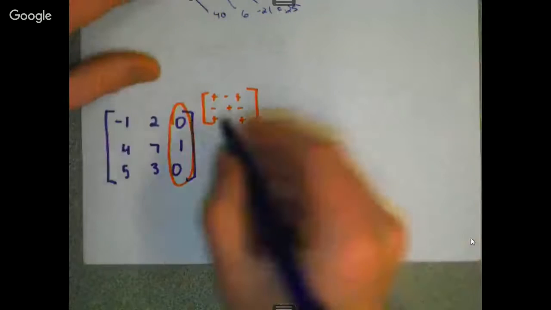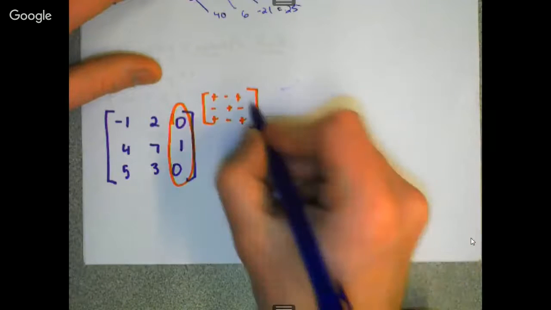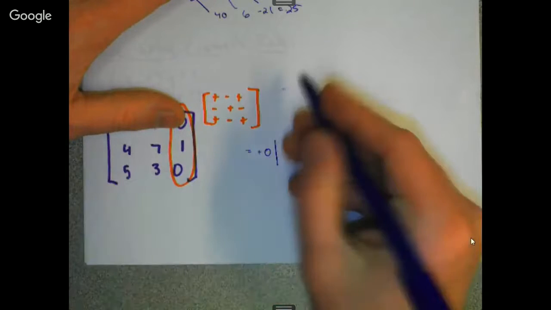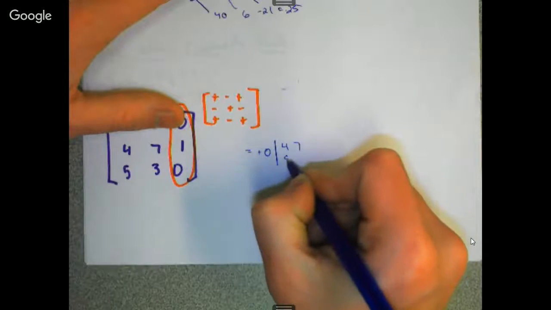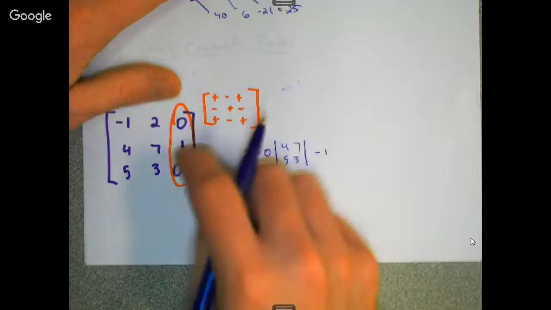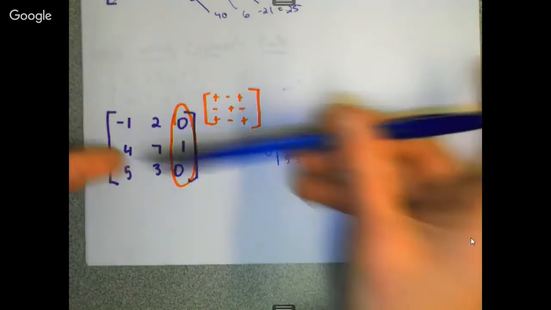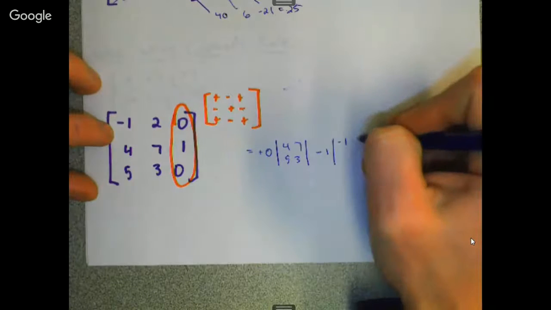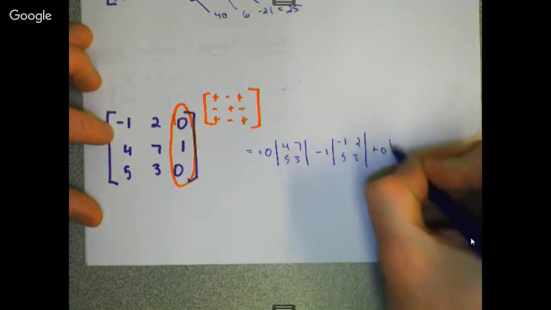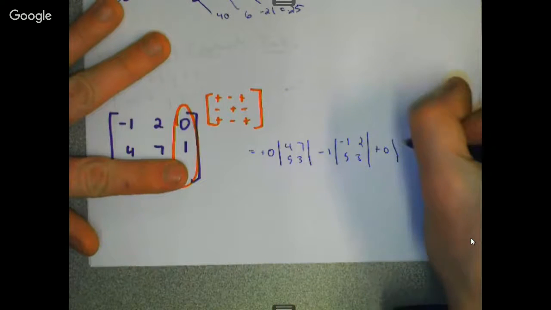Okay, so the first one, we start here with 0. Okay, and it's positive. So I cover up this row and this column, and I've got this 2 by 2 down here. So 4, 7, 5, 3. Okay, then we move to the next number. So subtract 1, and then I cover up this row and that column that it's in, and then I have these two numbers right here. And then we go to our last 0, which doesn't really matter. So we'll cover up this row and this column. So I have that top one up there.